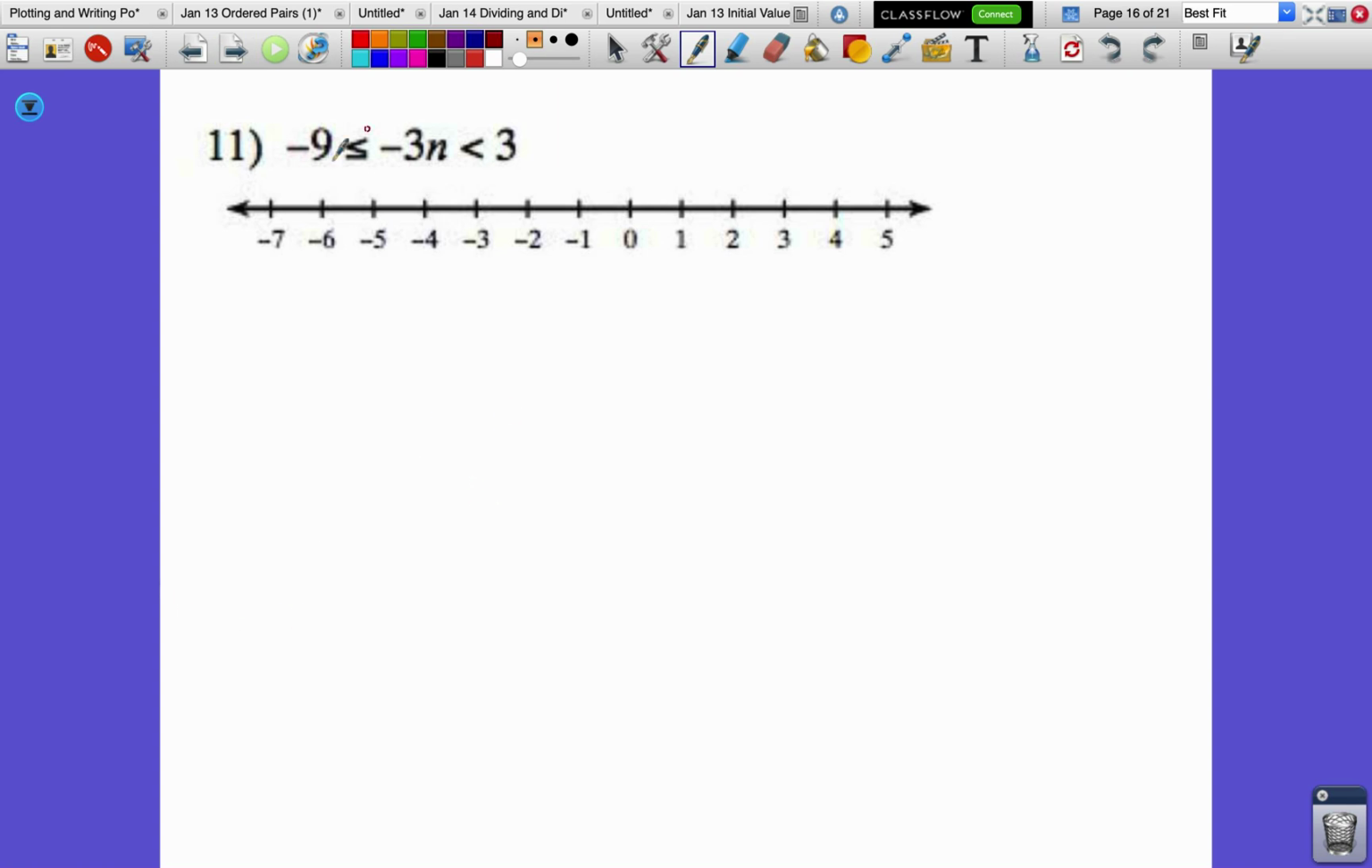All right, now a compound inequality. This has got two inequality symbols. What are we going to do about that? So we've got negative 9 is less than or equal to negative 3n is less than 3. We are allowed to do an inverse operation to all three sides of this inequality. But I think it's a little bit easier if you split it into two separate inequalities. Make it negative 9 is less than or equal to negative 3n, and negative 3n is less than 3. So I have to repeat that negative 3n in these two different inequalities.